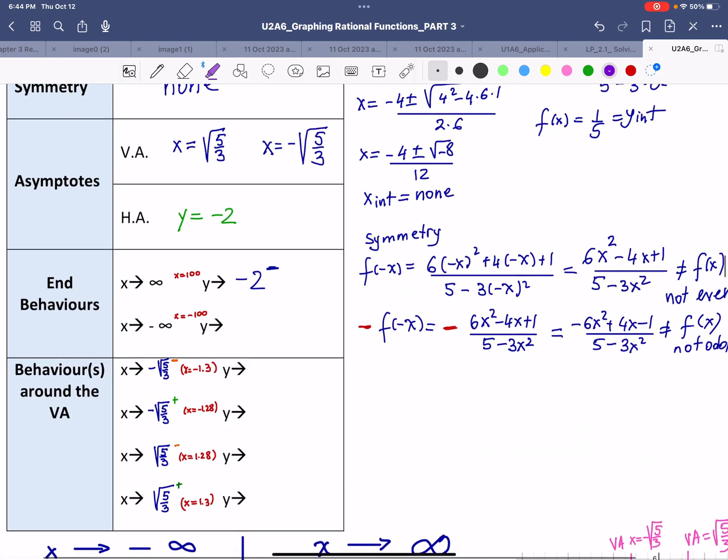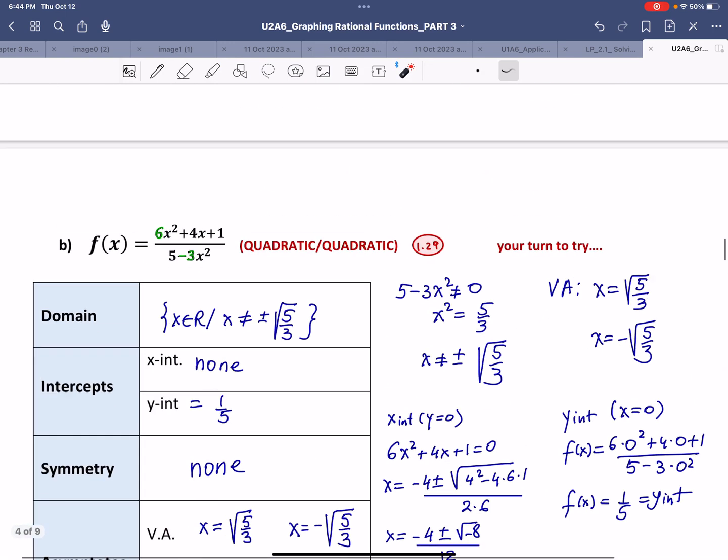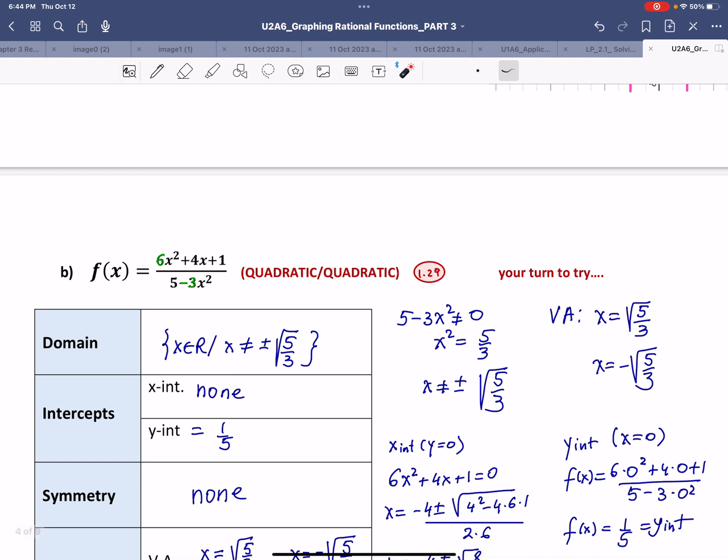So we'll do something similar when x approaches negative infinity. So we are choosing the value of negative 100. So we have 6 times negative 100 to the power of 2, and then plus 4 times negative 100, and then plus 1. And divide this by open brackets 5 minus 3 times negative 100 squared.